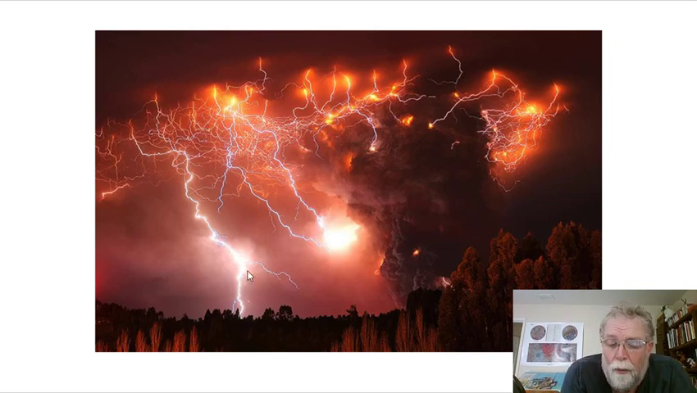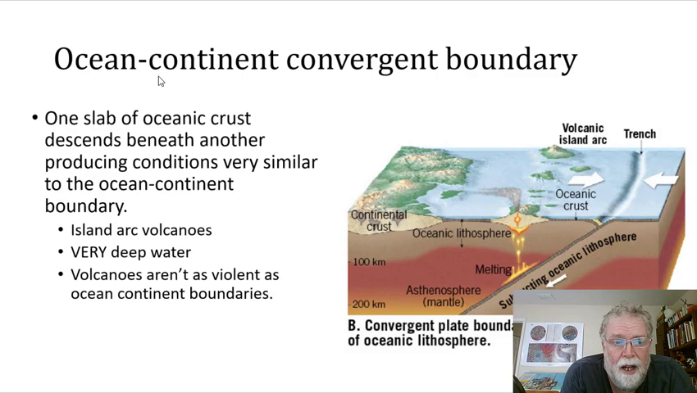So now what if I bring together oceanic crust and another piece of oceanic crust, right? If I do that, they're both about the same density, they're both about the same thickness, but one of them's going to be a wee bit more dense than the other one, just a little bit, and so it'll go under the other one. And at this point, you get very similar conditions to the ocean-continent convergent boundary, except the volcanoes are, first of all, at sea, and second of all, usually not as violent.